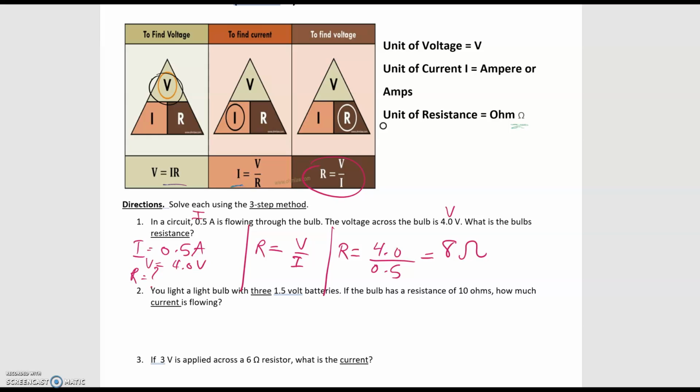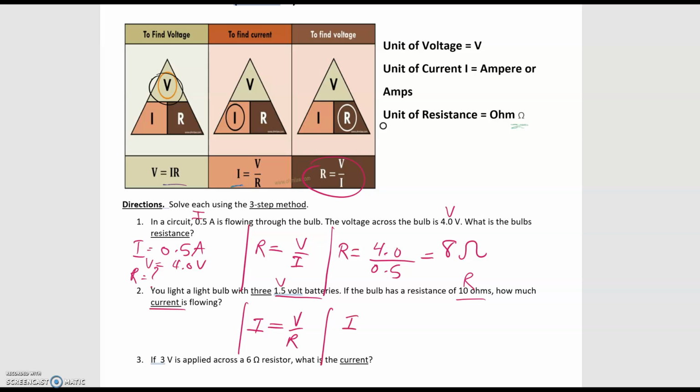It says you light a light bulb with 3 1.5 volt batteries. If the bulb has resistance of 10 ohms, this is my resistance and this is my voltage. How much current is flowing through? So we're looking for I. The formula for I is V divided by R.